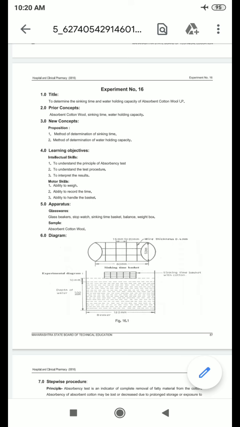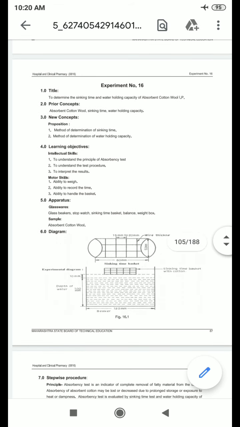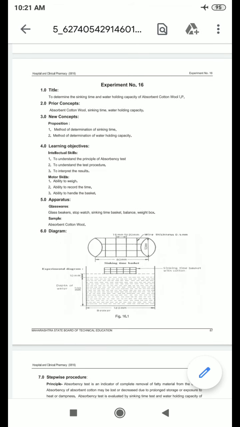Prior concept is absorbent cotton wool. Absorbent cotton wool is also known as surgical cotton or cotton wool and is mainly used for medical purposes in hospitals, nursing homes, dispensaries and at home, for first aid and so on. Because of its property of high fluid absorbency, it is better known among the masses as absorbent cotton.